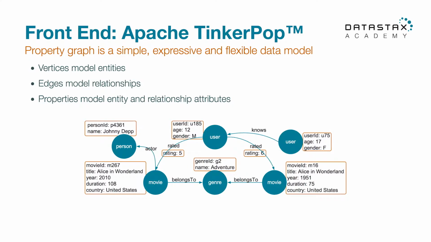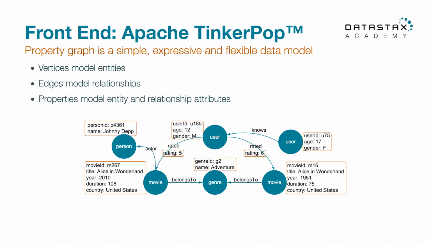Briefly, what are the components of a property graph? Well, you have vertices, or sometimes people call them nodes. In this diagram, those are the blue circles that say things like person, user, genre, movie, and those represent individual entities out in the world. So an actual vertex in a graph will be a real person like Johnny Depp, or the movie could be an actual film like Alice in Wonderland.